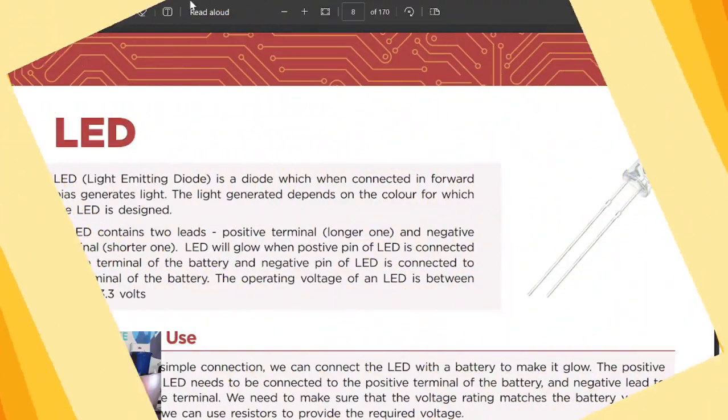Hello friends, today we are going to discuss some basic components of electronics. First of all, we are going to discuss the LED.